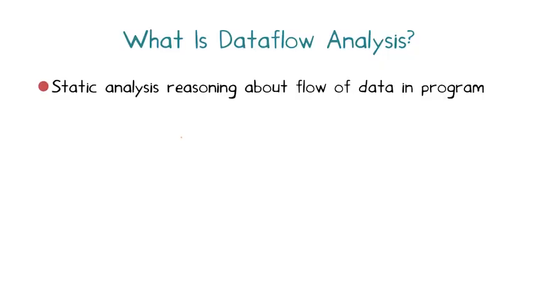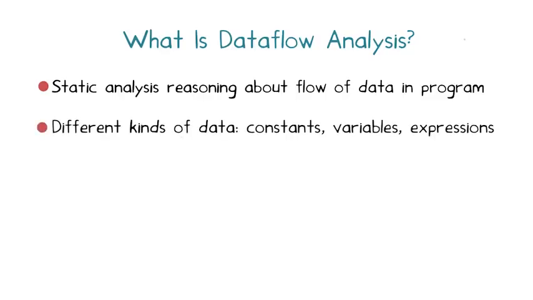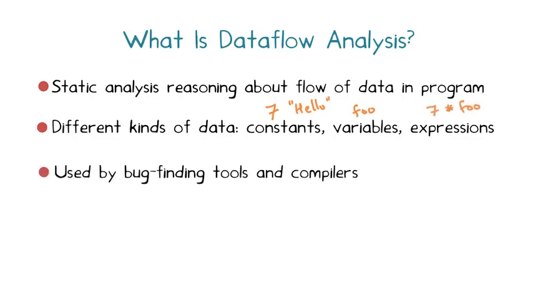Data flow analysis is a kind of static analysis for reasoning about the flow of data in runs of a program. The data can be of different kinds: constants, such as the number 7, or the string literal hello, variables such as foo, expressions such as 7 times foo, and so on. This information in turn is used by bug finding tools to find programming errors and by compilers to generate efficient code for the given program.